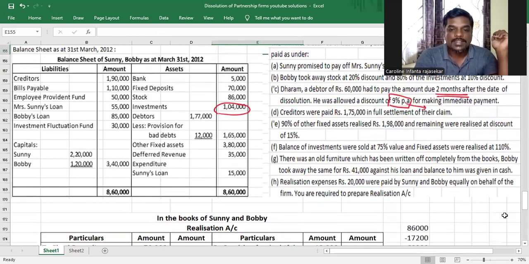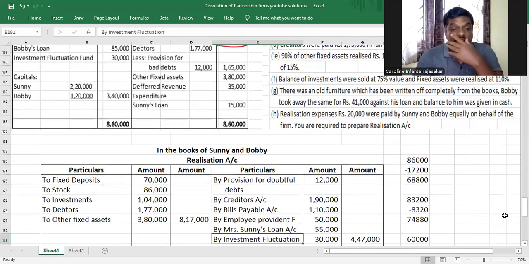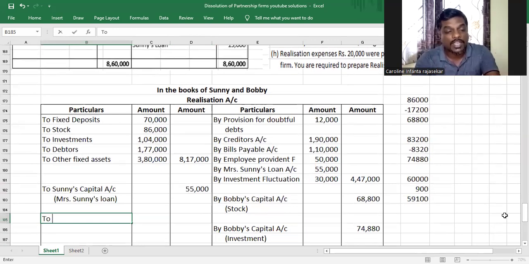Understood? And then going forward, creditors were paid 1,75,000 in full settlement. We paid creditors, so money is going out of the business. The bank account will be credited. Realization account to bank account. But the creditors are 1,90,000. We are only paying 1,75,000. It's okay. We are paying it in full settlement, my dear children.